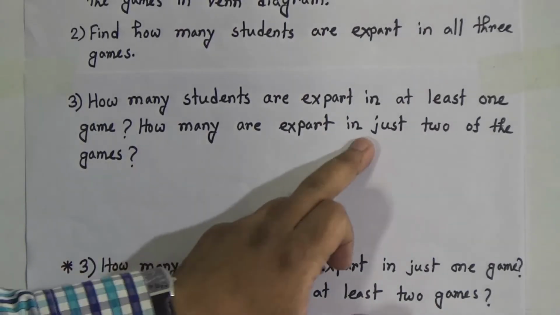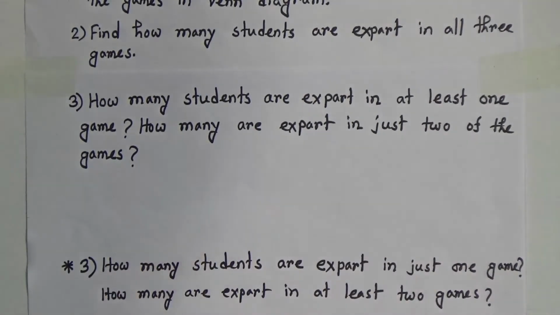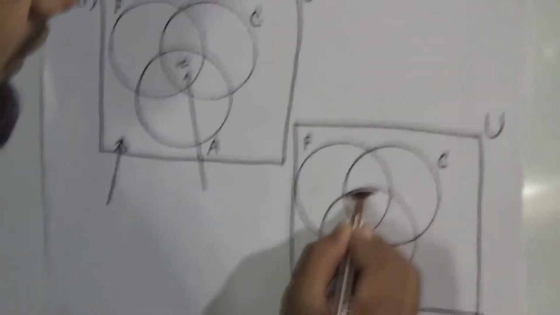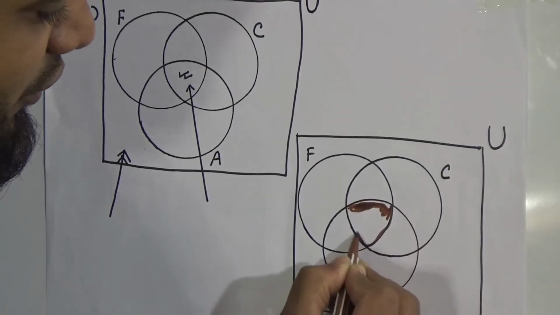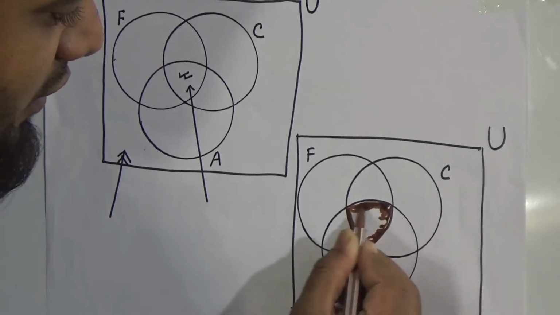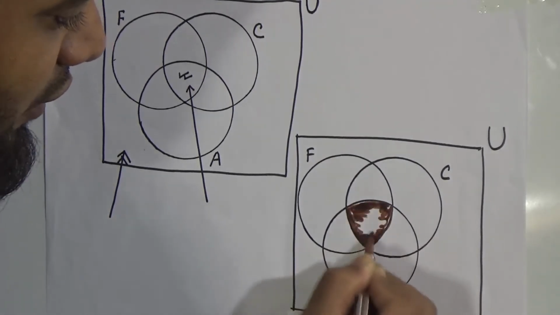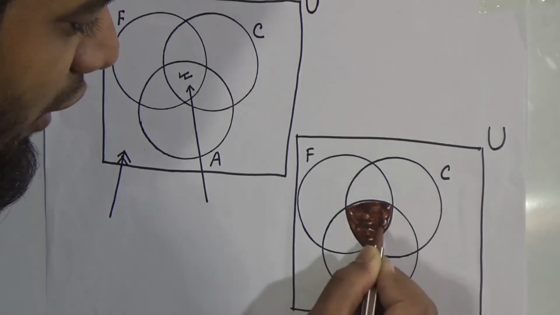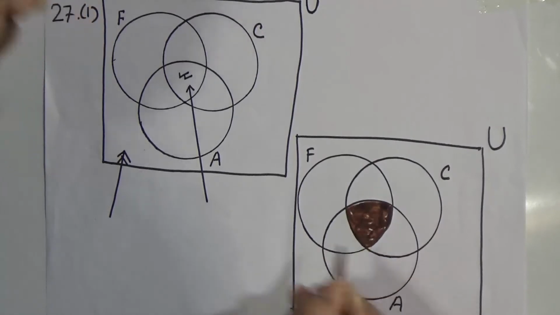The question is very important. How many are expert in just 2 of the games? Now look at the second figure. I am coloring this one. My dear students, this has some different sets. Okay, I am drawing this one. Look, in the first set this color indicates all the 3 games, right? This color indicates all the 3 games, my dear students.